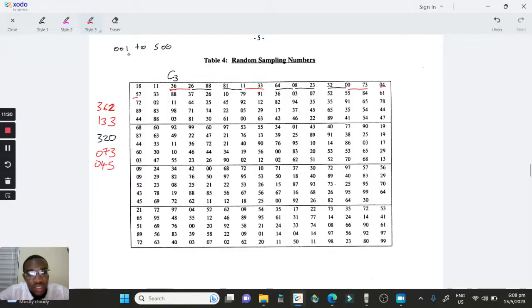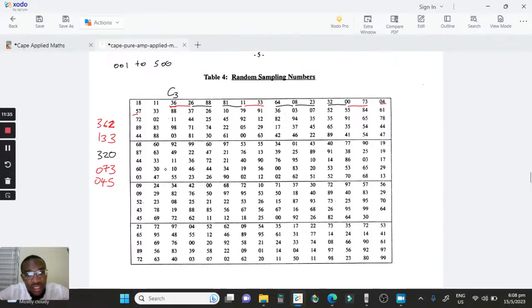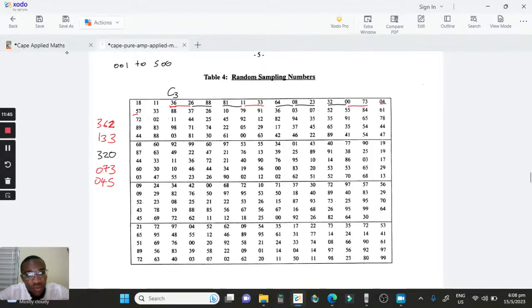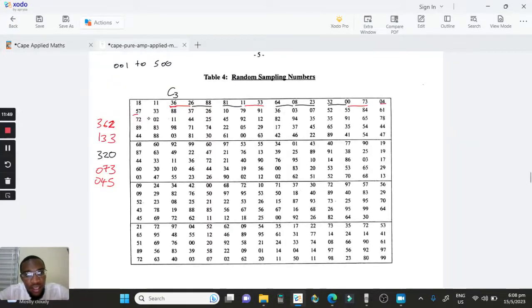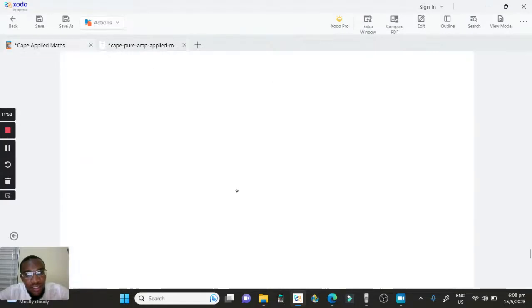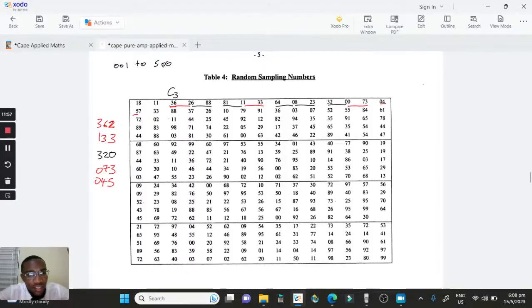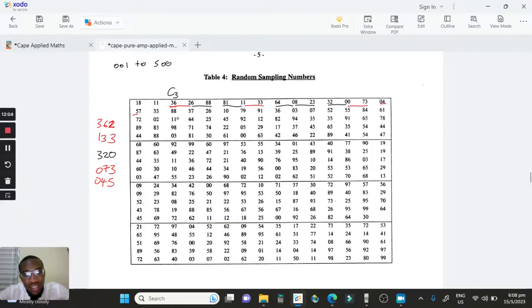It has to be between 001 and 500. So write those out. The 362nd contestant, 362. List them out. The next one is 133. The next one is 320, the 320th contestant. The next one is the 73rd contestant, 073. And finally, the last contestant selected is 045.